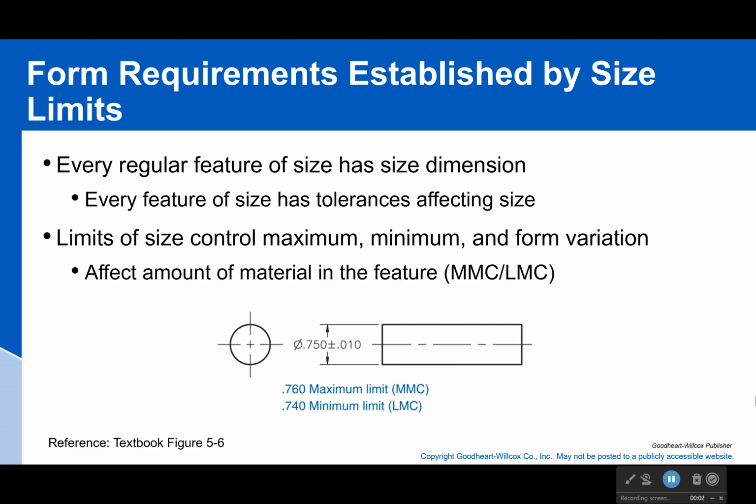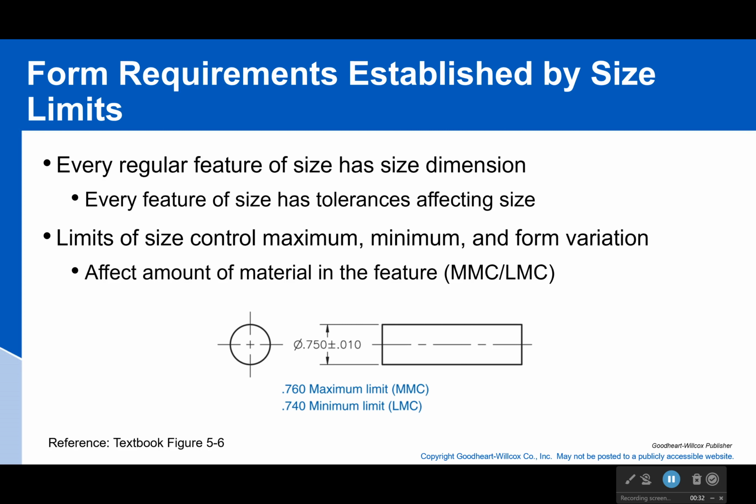Now, every regular feature of size will have a size dimension, somewhere at least. Gotta know where it is somehow. And every feature of size will have a tolerance affecting that size. So in this case, you see that it's 0.75 plus or minus 0.01. It's got a maximum limit, which is the maximum material condition of 0.76, or the minimum limit, which is the least material condition of 0.74.